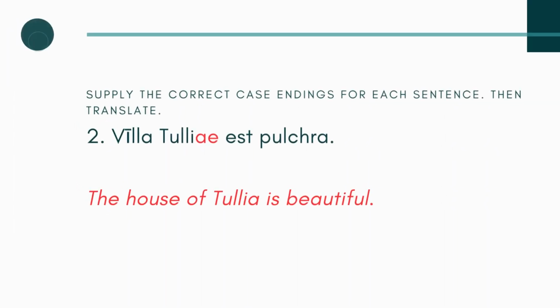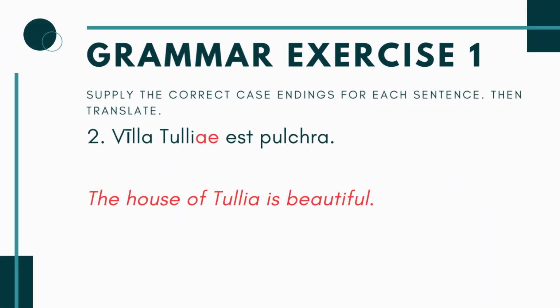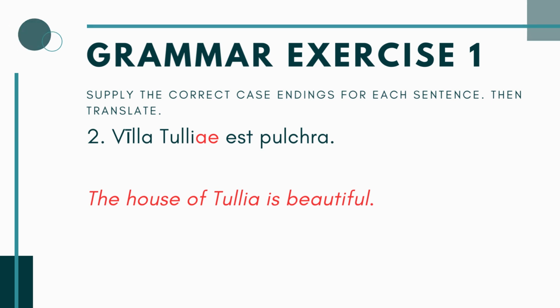Okay. In number 2, we have villa Tuliae blank est pulchra. Again, villa is functioning as my subject. That's all it can be with that a ending. So the main idea is villa est pulchra. The house is beautiful. So Tulia here is going to be genitive again. I'm saying that the house belongs to her. And since there's only one of her, it's going to be singular, right? Tuliae. So the house of Tulia is beautiful.